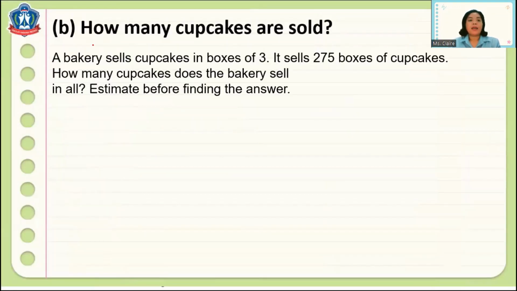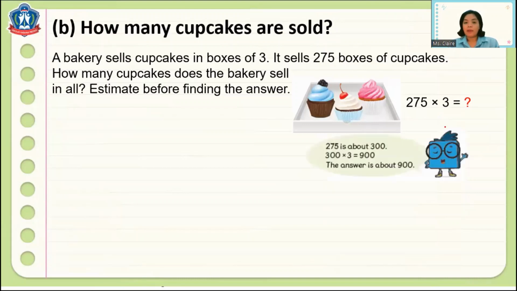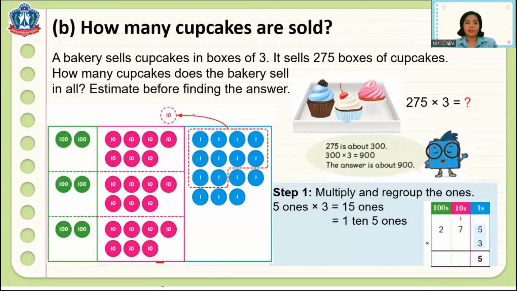Okay, I have another problem. How many cupcakes are sold? A bakery sells cupcakes in boxes of 3. It sells 275 boxes of cupcakes. How many cupcakes does the bakery sell in all? Okay, 275 multiplied by 3. 275 is closer to 300. So if we multiply 300 times 3, that is 900. So our answer is close to 900.